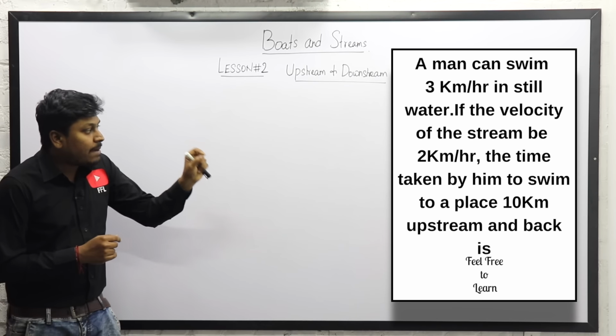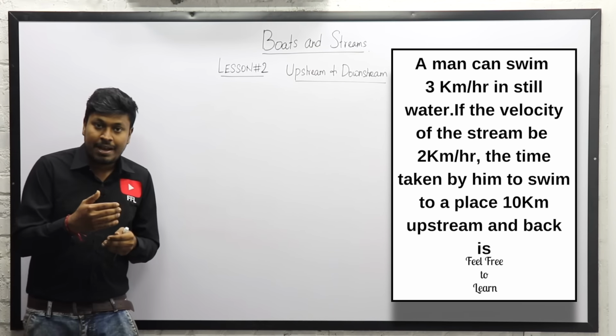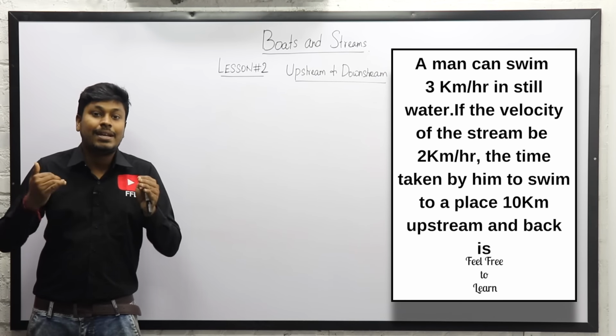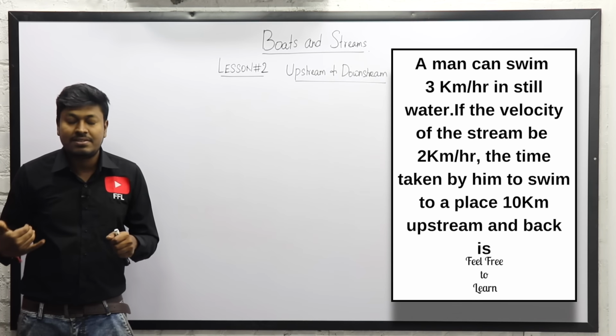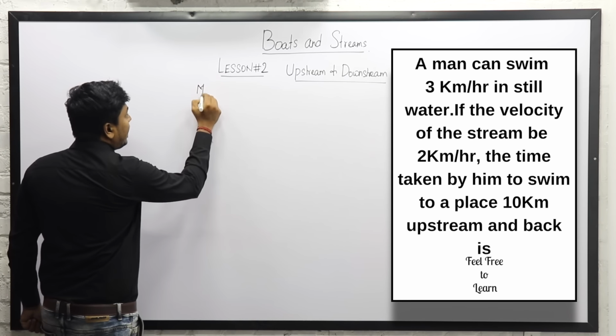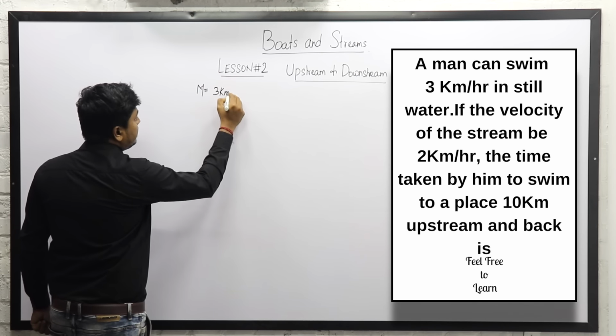The man swims to a place 10 km upstream and back, which means our target is to find the total time taken, that is to go upstream as well as come back, which is downstream. So just listen here, we know the man's speed, right? The man's speed will be 3 km/h. It's given.